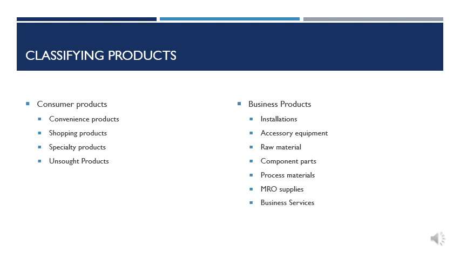MRO supplies are maintenance and repair items that are needed to maintain operation equipment in order to produce the final product. An example of this would be tools needed to repair machines that are part of an assembly line. Business services are intangible products that an organization uses during their operations to produce and sell their products. An example would be auditing services provided to the company in order to properly maintain operations.